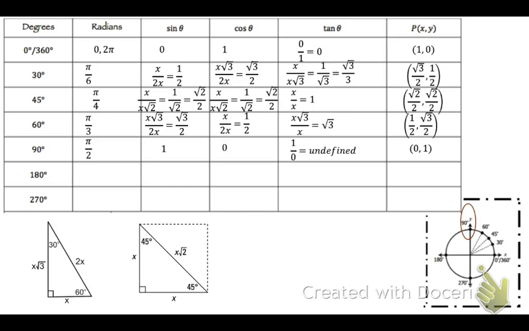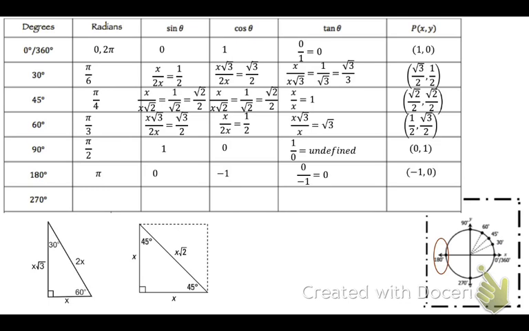Okay, 180. Change that to radians. That's pi radians. Now sine of that angle right there: sine is the y value, so it's 0. Cosine is the x value. It's negative 1. Tangent is y over x, so that's 0 over negative 1, which is 0. My point right there is negative 1, 0.